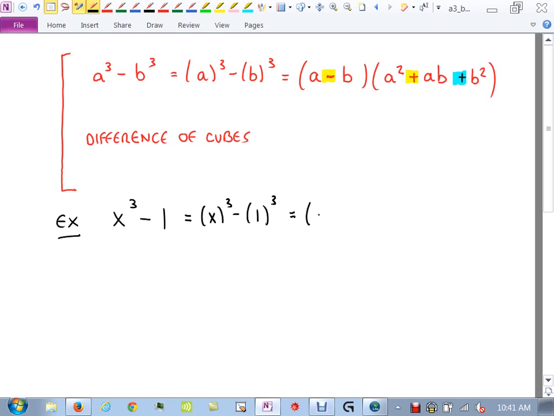So we have x minus 1, parentheses, square the a, so x squared, plus x times 1 or 1x or just x, and then plus 1. Good. That's it. If you look back at what we did a second ago when we did x cubed plus 1, it'll be x plus 1, x squared minus x plus 1.